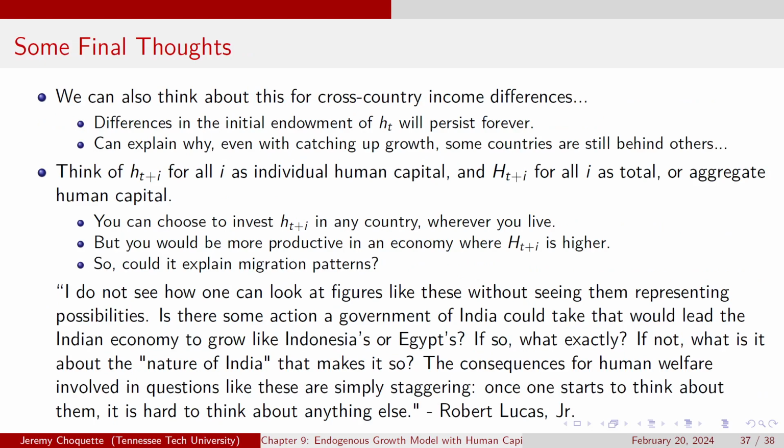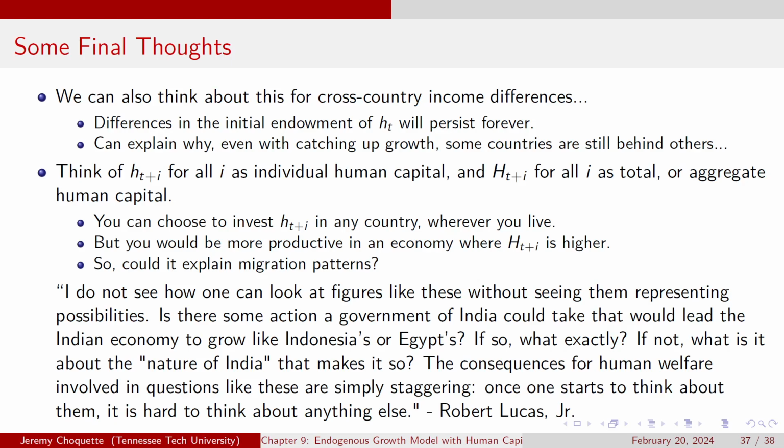But outside of cultural relevance in terms of entertainment and all that, there are other implications from this as well. There are cross-country differences in income, because the world starts at some point t0, and we're going to have initial endowments of physical and human capital, and differences in that initial endowment will persist forever in these models. And it could explain why, even with catching-up growth, some countries are still a little bit behind others.